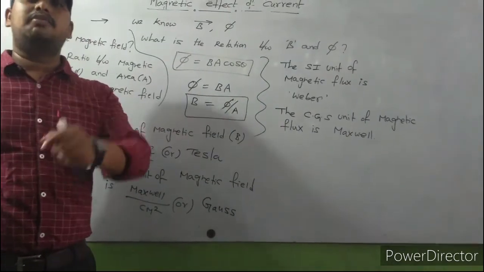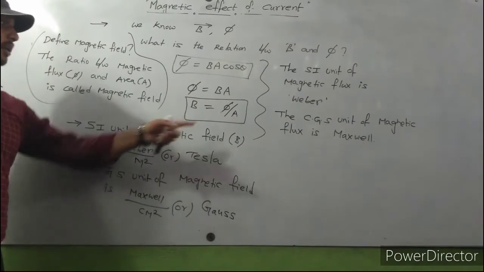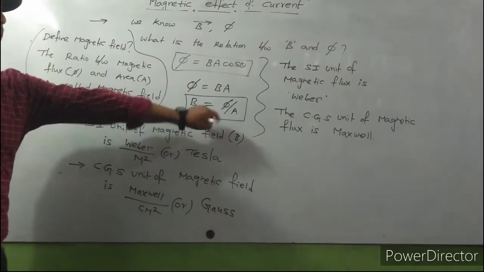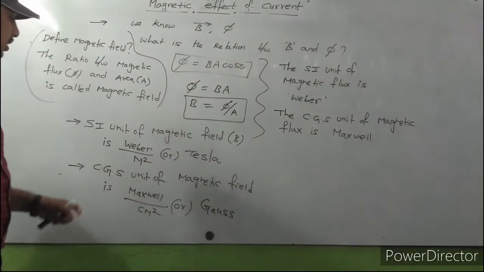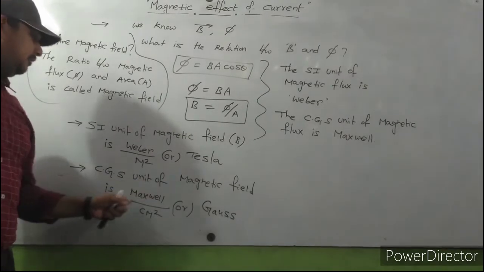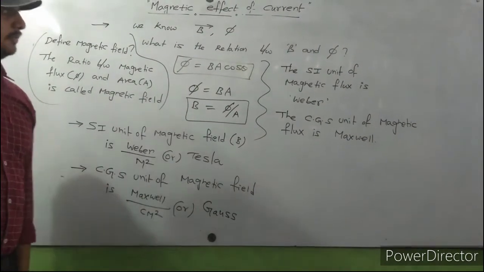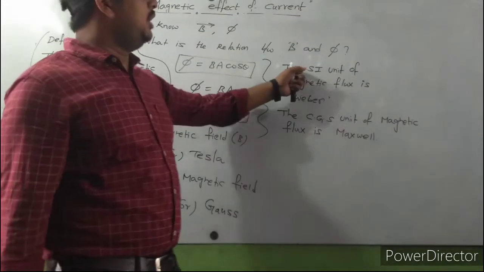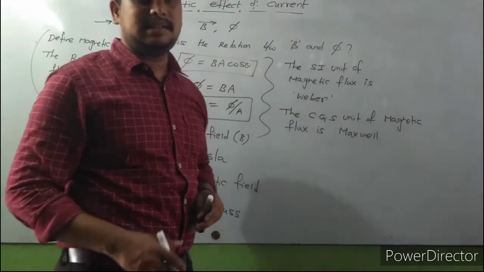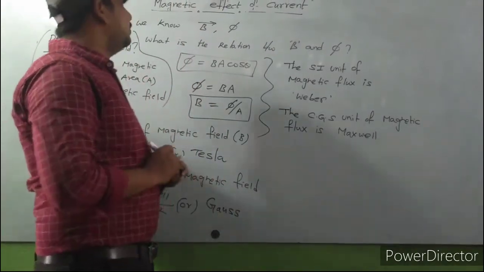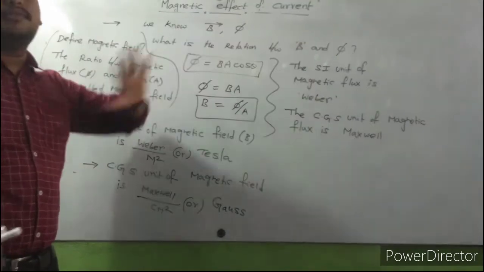What is the SI unit of magnetic field? The SI unit of magnetic field is Weber per meter square, or Tesla, simply we can call it. The CGS unit of magnetic field is Maxwell per centimeter square, or Gauss. Next, the SI unit of magnetic flux is Weber. The CGS unit of magnetic flux is Maxwell. So this is about units of magnetic field and magnetic flux.